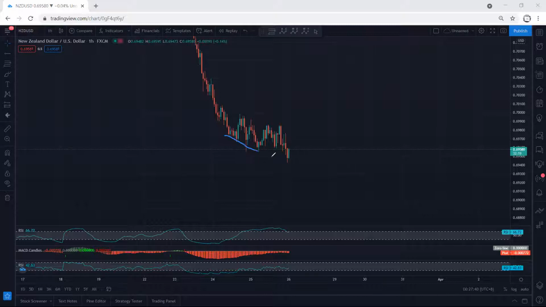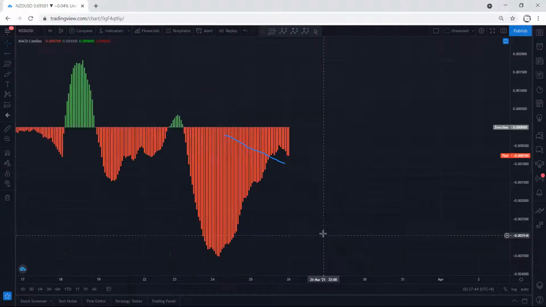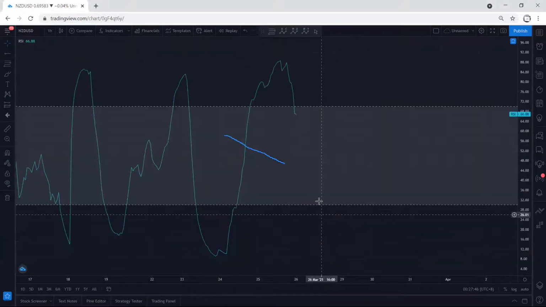As we can see, if we put this one relative to each other, as long as the price is dropping, the indicators show us a divergence, and as well here.